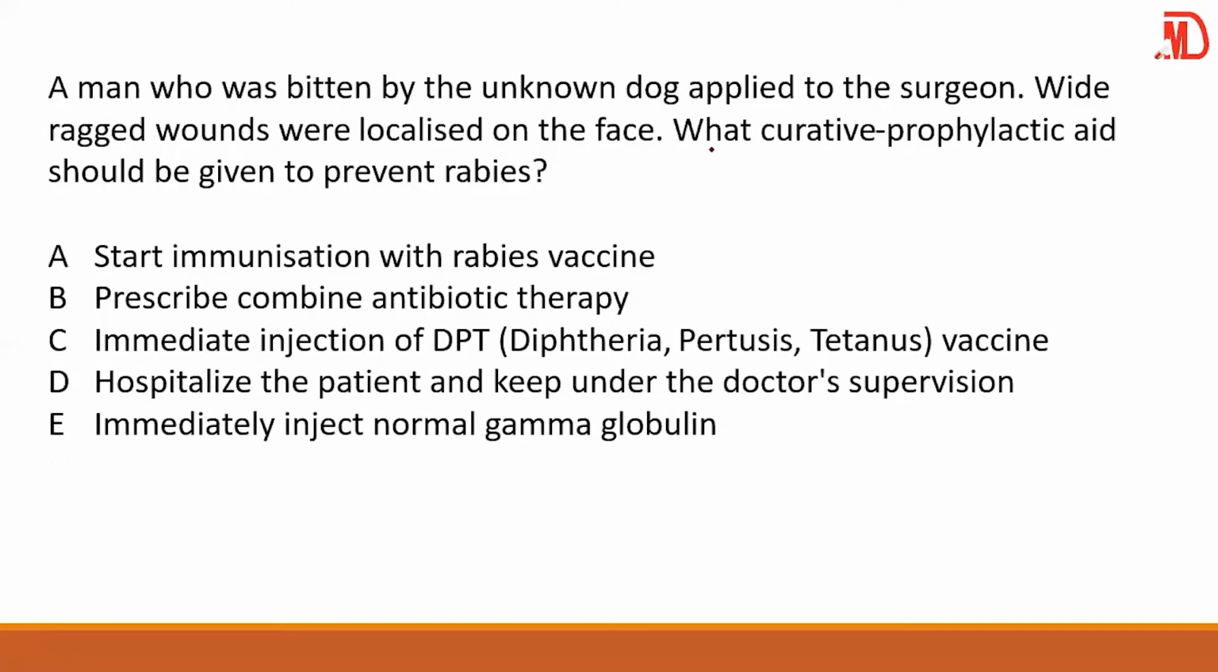A man who was bitten by an unknown dog applied to the surgeon. Wide ragged wounds were localized on the face. What curative prophylactic aid should be given to prevent rabies? This is rabies. So you do what? You do vaccination. Because first of all, we don't know whether the dog was vaccinated or not. So you do vaccination against what? Rabies. You start with immunization with rabies vaccine.